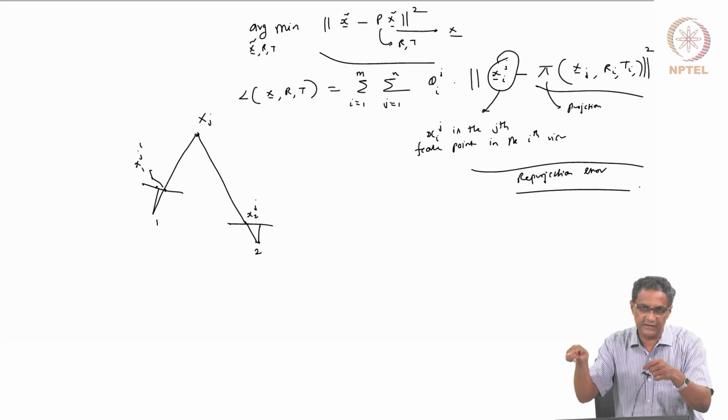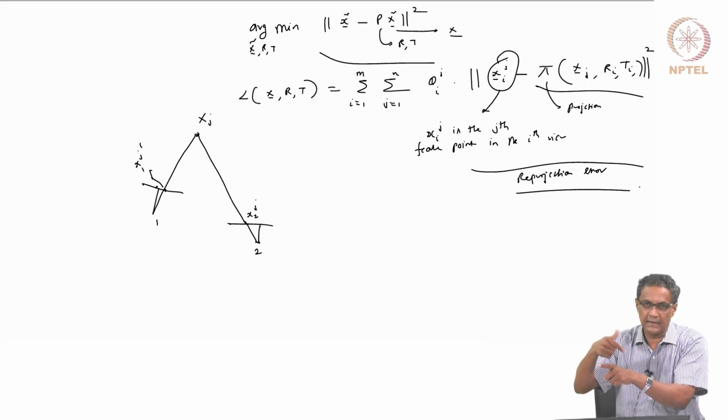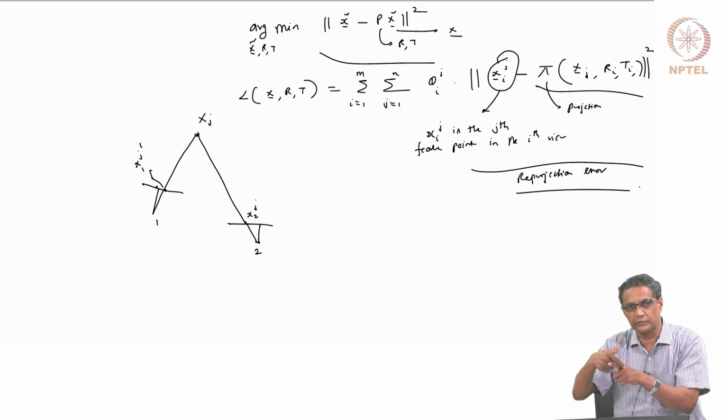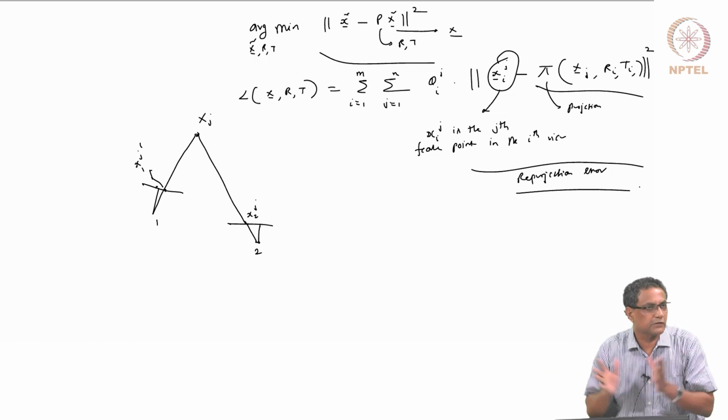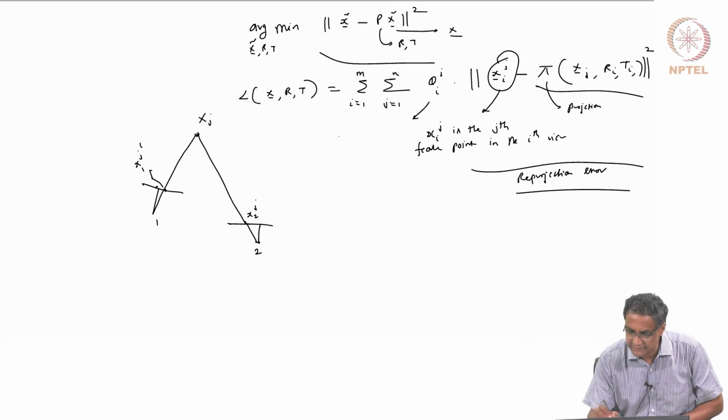And then I change my scene point, I go to the next scene point, and I do the same thing. For that, again, I have a bunch of feature correspondences. I'll have a projection that I will do. I will say, make this as small as possible. That's all you are doing. And this theta ij is actually a visibility.